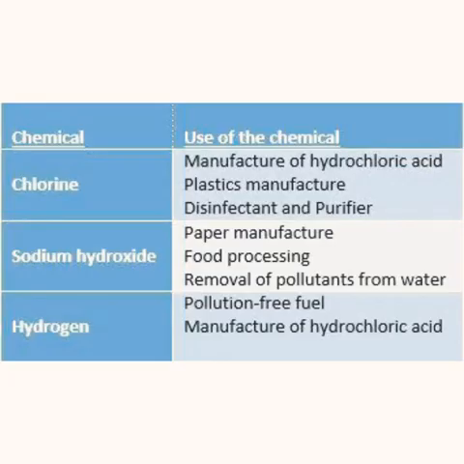Chlorine is used for the manufacture of hydrochloric acid, plastics, disinfectant and purifier. Sodium hydroxide is used for paper manufacturing, food processing, removal of pollutants from water and making of artificial fibers. Hydrogen is used for making pollution-free oil, and for the manufacture of hydrochloric acid and ammonia for fertilizers.